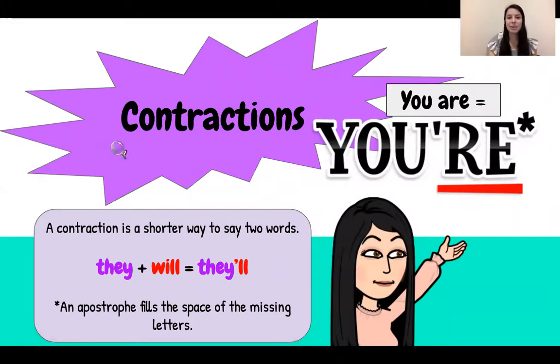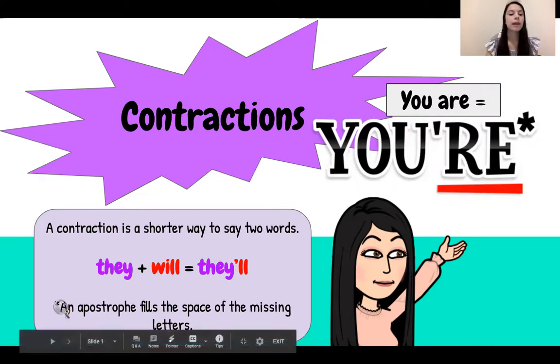Let's continue our work in contractions. Remember that a contraction is a shorter way to say two words. So they plus will equals they'll. You plus are equals you're. You are. An apostrophe fills the space of the missing letters.